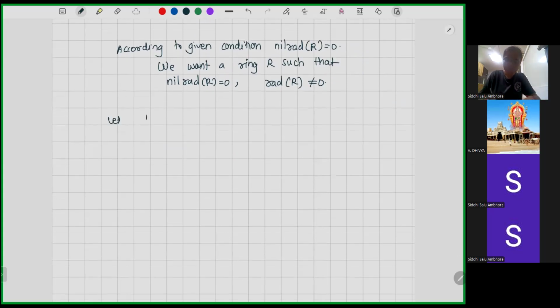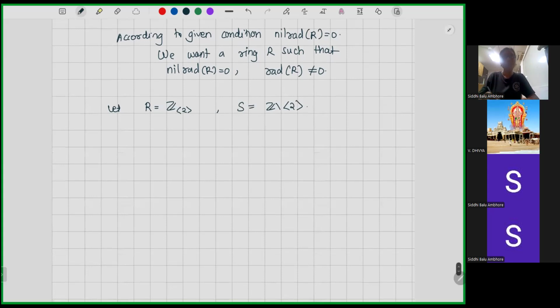So for example, let us take R equal to Z localized at 2, that is, Z_(2). Here S is Z minus the ideal generated by 2. Okay, so this we know: the collection of all the elements outside a prime ideal forms a multiplicative set. So this is my multiplicative set, Z minus (2), and that's it.